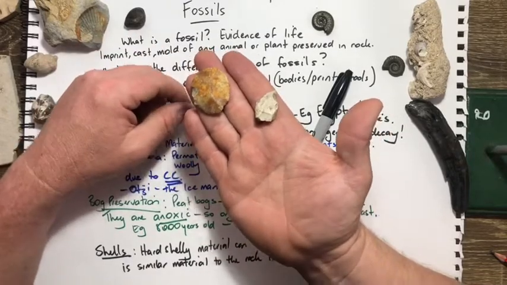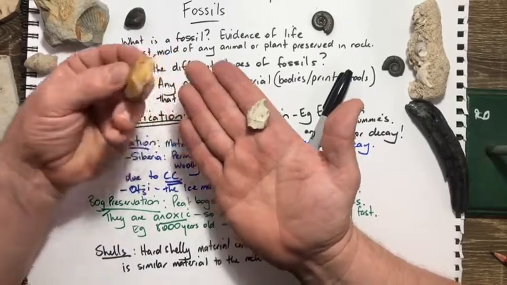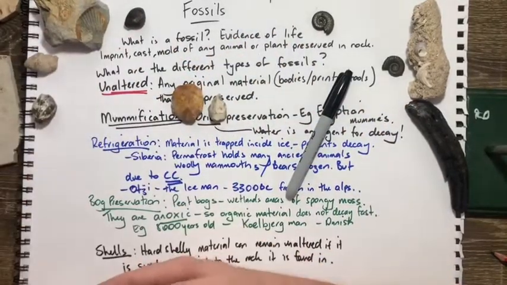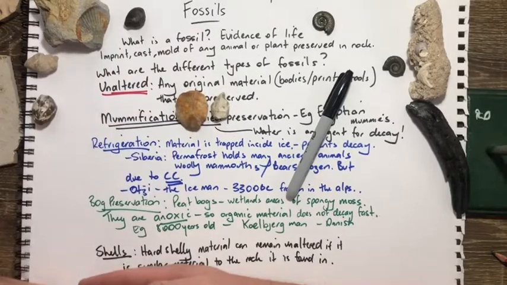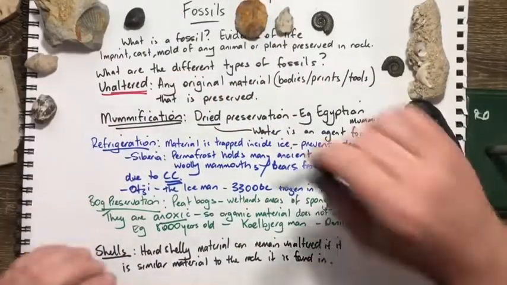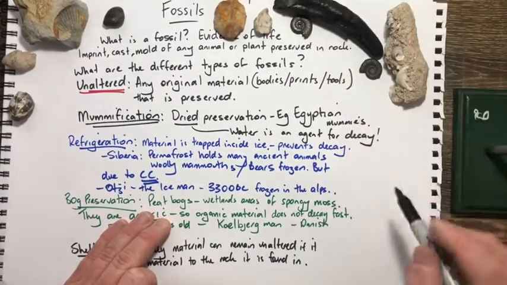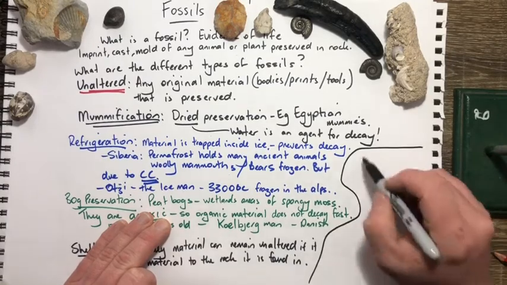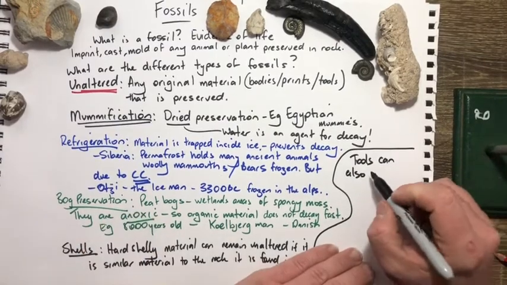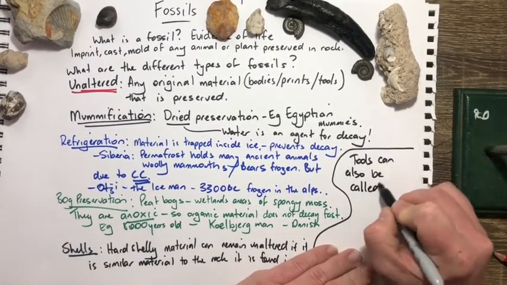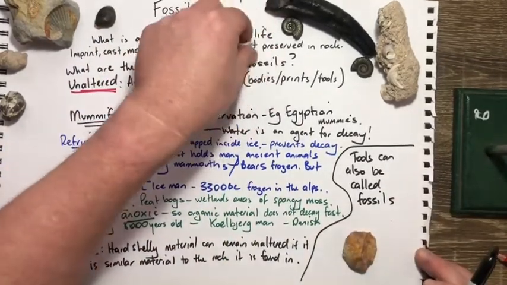They're about 2,500 years old, so they are old enough to be fossils. It's the original material, because it's not changed into anything else. So they're fossils as well. So another type of unaltered fossil we can have is tools. I'll write down here, and get that whale tusk out of the way. Tools can also be called fossils. I'll put those guys there.